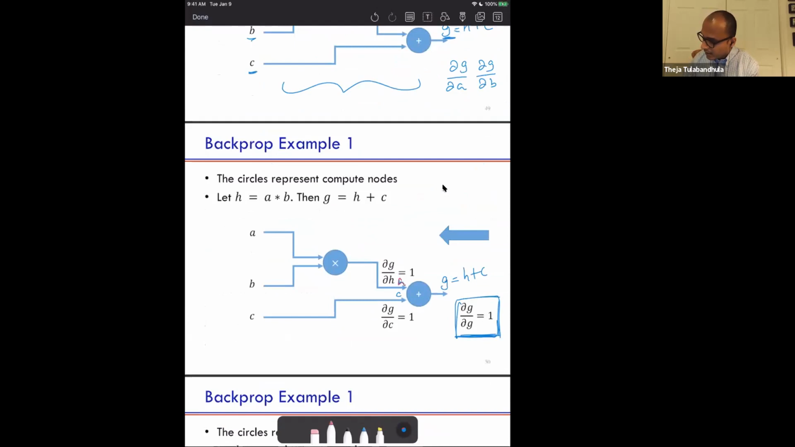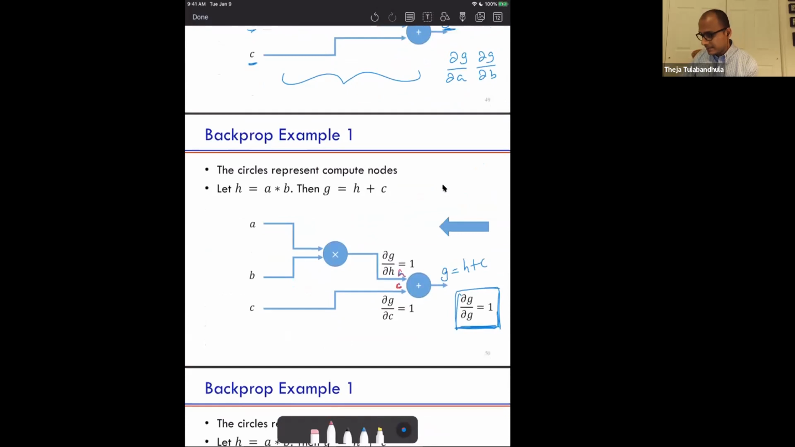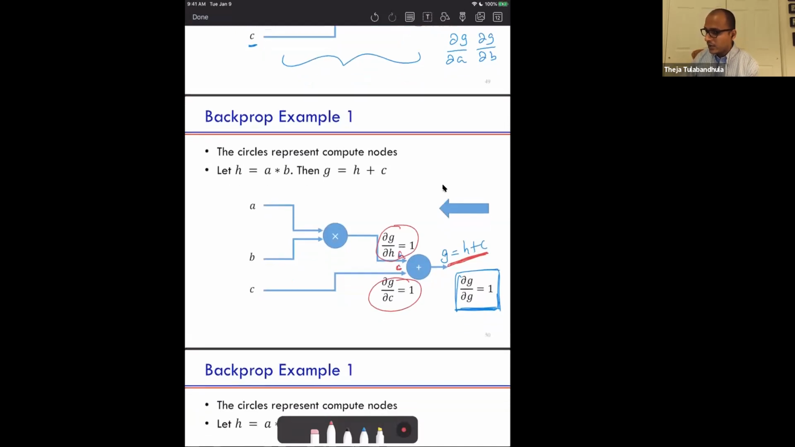H and this C. Now, what is the gradient of G with respect to H? By just eyeballing here, you can say the gradient of G with respect to H is 1, because if I change H by 1 unit, G also changes by 1 unit, keeping everything else constant. That's what gradient is. So that's what I wrote here. Gradient of G with respect to H is 1. Gradient of G with respect to C is 1 because G has this simple relation between the output and input.